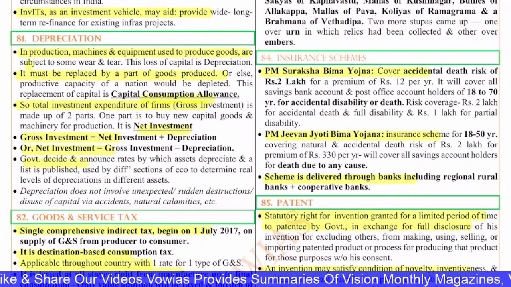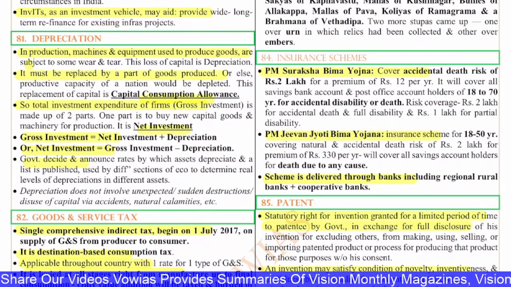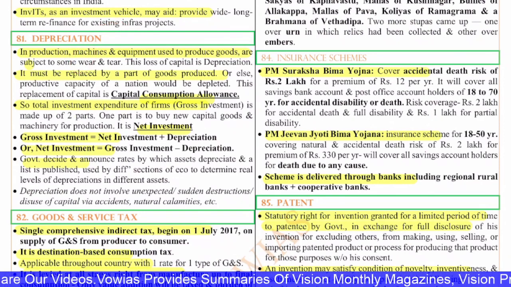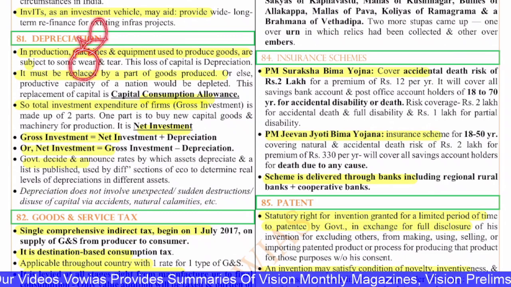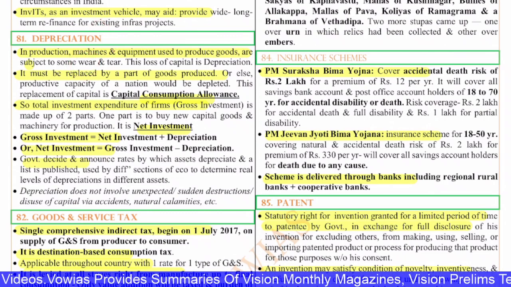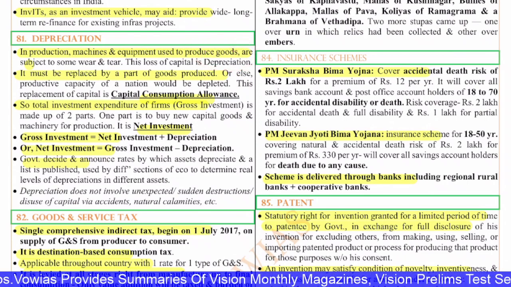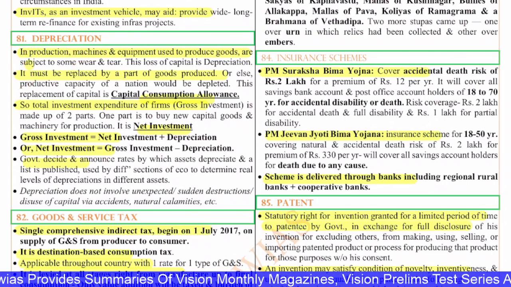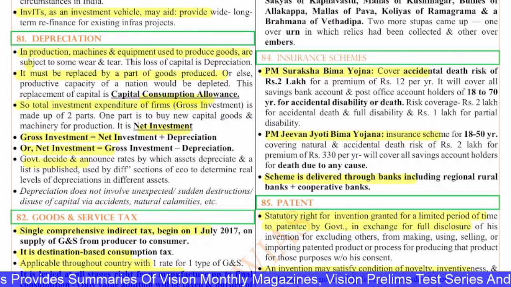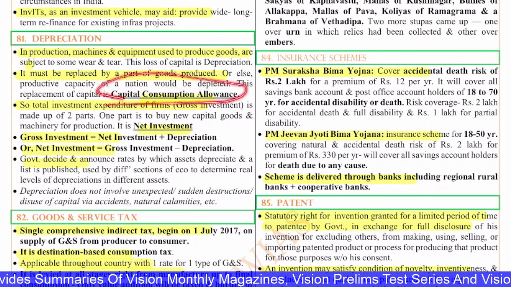Next, the 81st question is on depreciation. In production, every machine or equipment will be used, right? So during this production, there will be some wear and tear in the machine, and this loss due to wear and tear during production is nothing but depreciation. This is the loss of value in the machine. It must be replaced by a part of the goods produced, or else the productive capacity of the nation would be depleted. This replacement is called capital consumption allowance.